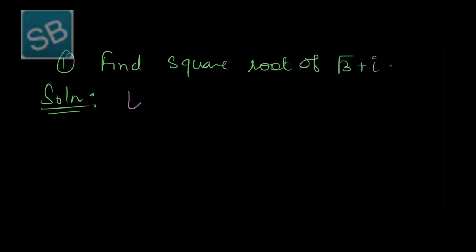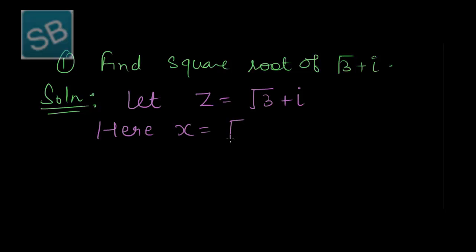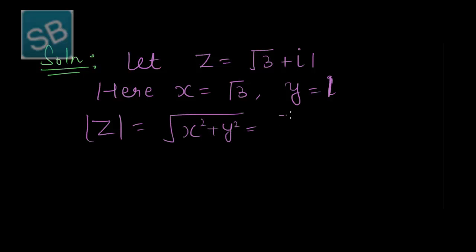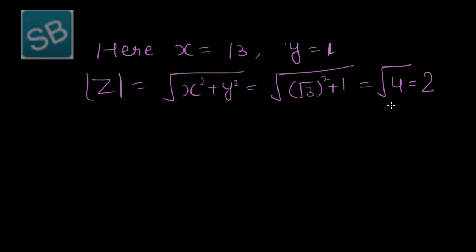So here let z is equal to root 3 plus iota. So here x is equal to root 3 and y is equal to iota, then y is equal to 1, not iota, since iota into 1 is iota. So here mod z should be equal to under root x square plus y square, that is under root of root 3 square plus 1, that is under root 4, that gives the positive value 2. So mod z is 2.